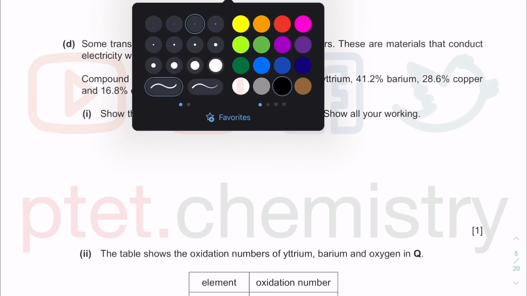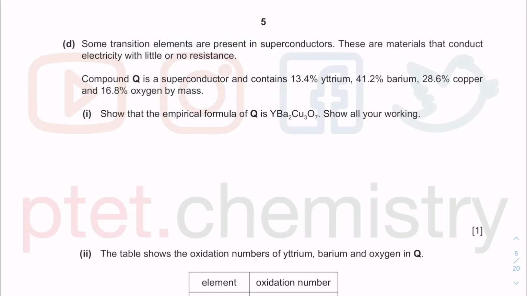So this next bit, we have some transition elements present as superconductors. I don't think we need to know anything about superconductors. We are asked to find the empirical formula, the simplest whole number ratio of atoms. It looks very complicated, and these are scary elements which we don't normally use. But it's okay, it's empirical formula. It's only 1 mark, so let's just get on with it.